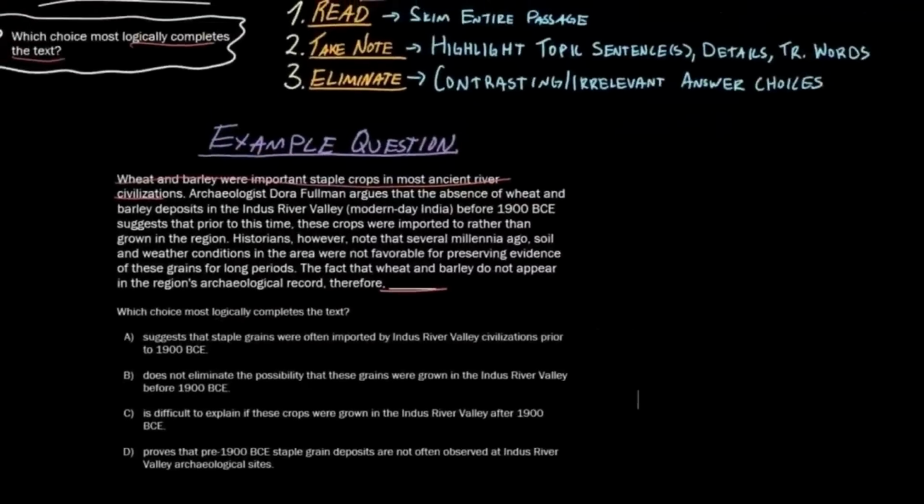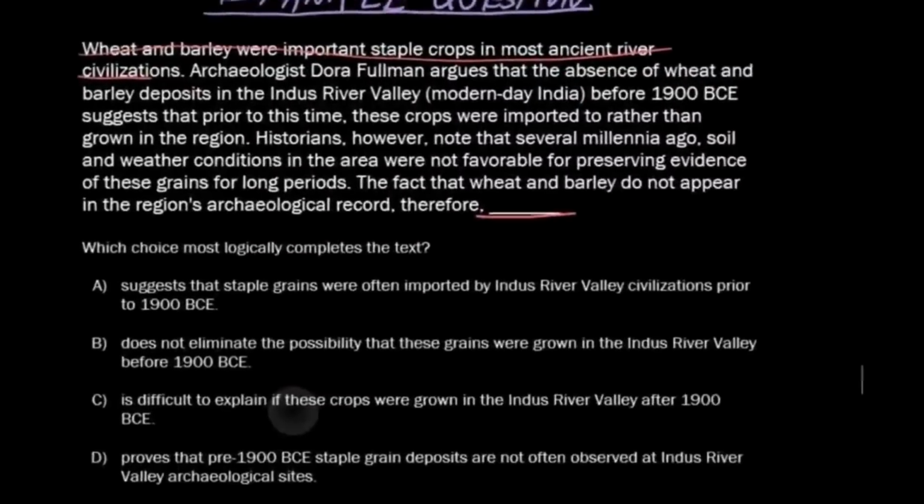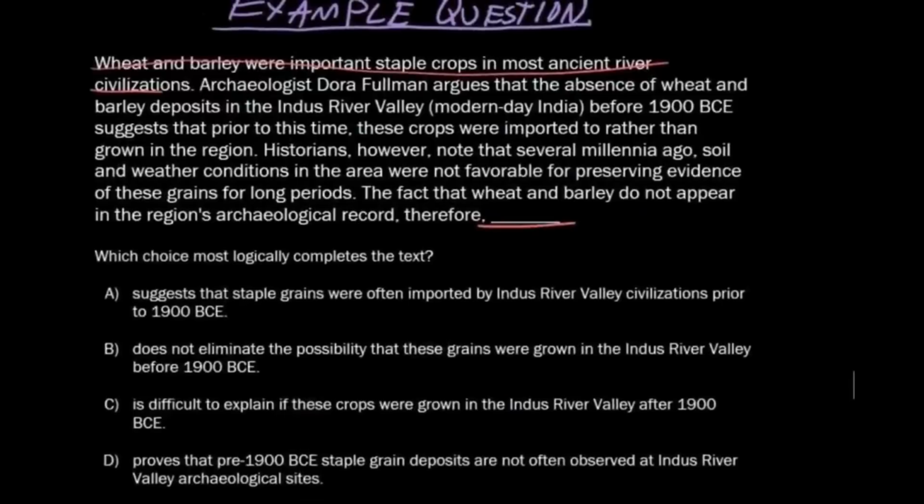So we already kind of highlighted our topic sentence. Now we're going to take a look at details and transition words. So our first detail here, archaeologist Dora Fullman argues that the absence of wheat and barley deposits in the Indus River Valley before 1900 BCE suggests that crops were imported rather than grown. However, it's a transition word, however, historians note that several millennia ago, so that would have been thousands of years ago, around and before this time period, soil and weather conditions in the area were not favorable for preserving evidence, right?